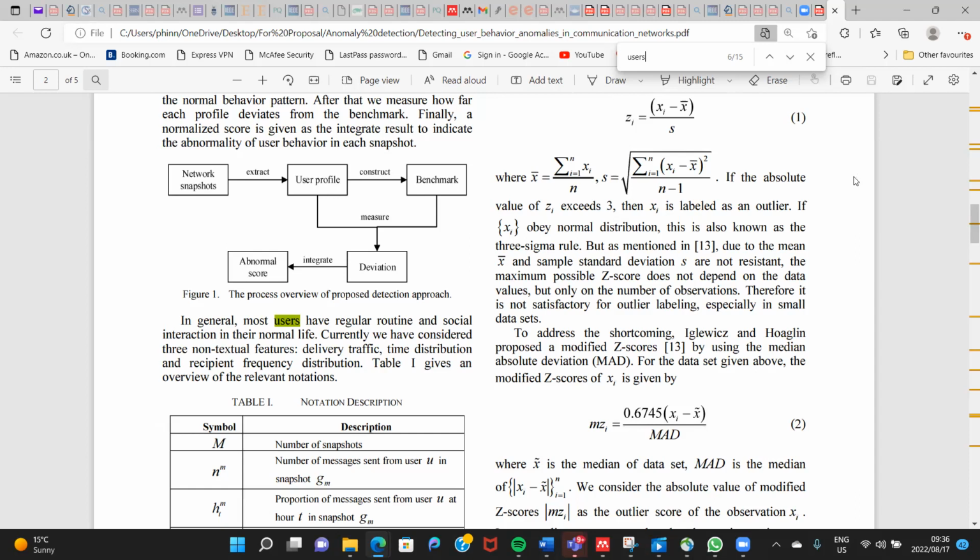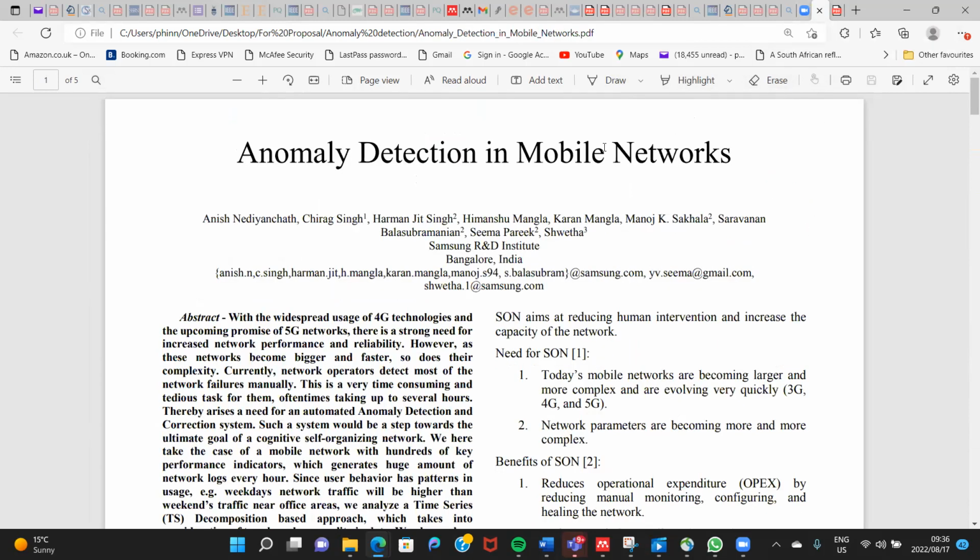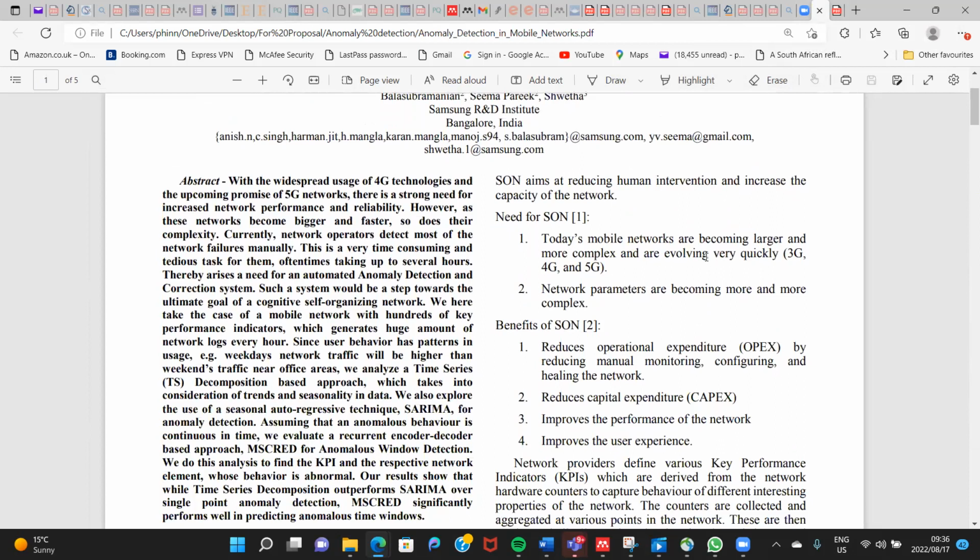Yeah, so let's move to the next one. Let's do the last one and then draw the curtain down for today. Okay. Let's do the next one. Anomaly detection. So let's read the abstract. The same formula.